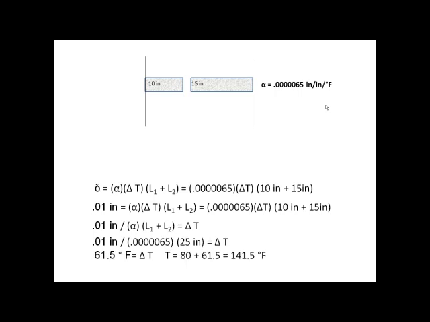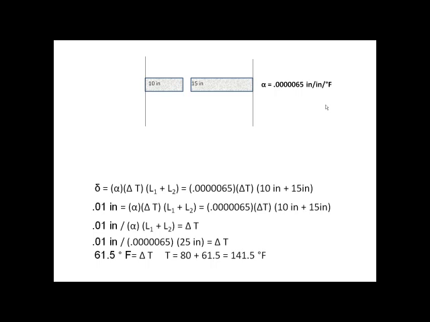Now that's the change in temperature. This problem says that the temperature starting out is 80 degrees, so our temperature at which they'd make contact is 141.5 degrees.